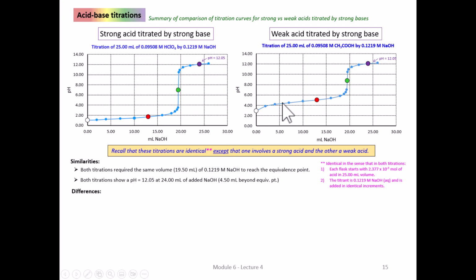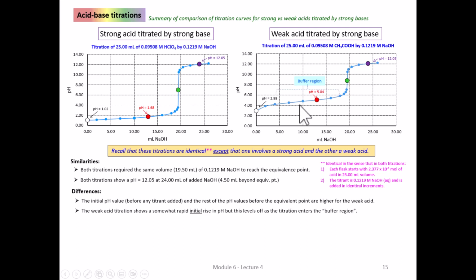So what are some differences between the two titration curves? One of them is that the initial pH before we add any titrant, and the rest of the pH values before the equivalence point, are all higher for the weak acid. Makes perfect sense. The weak acid has this interesting initial rise in pH right here, a quick rise, but it levels off when we get into what we call the buffer region.